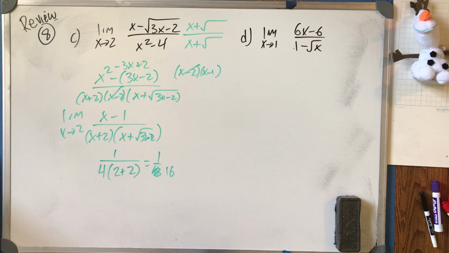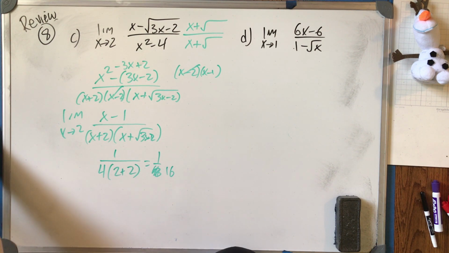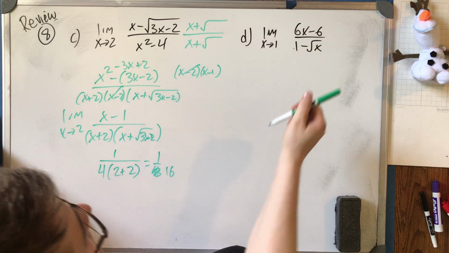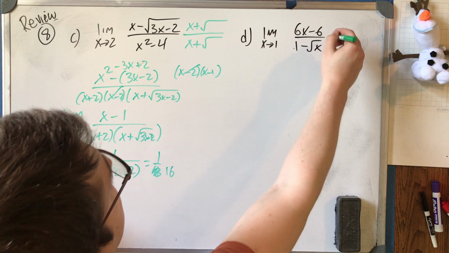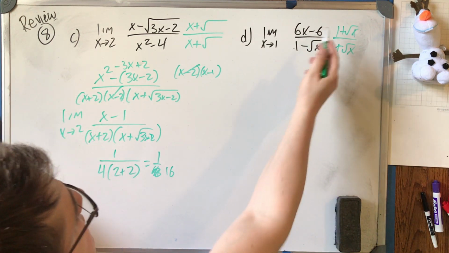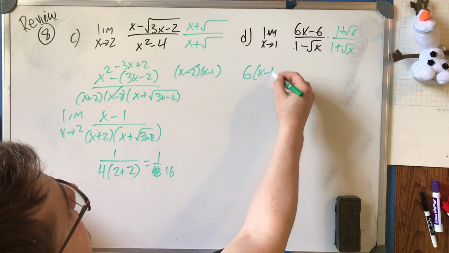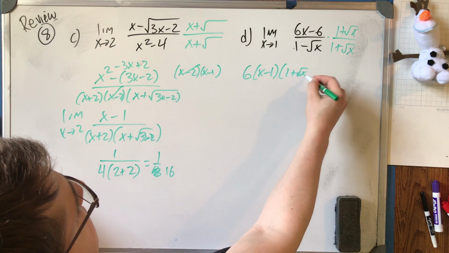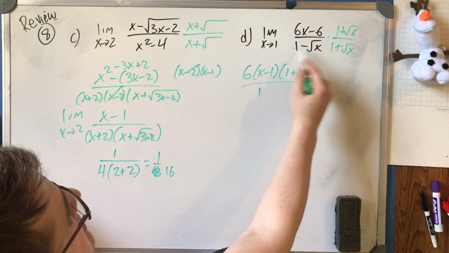Whew, that was rough. All right, for D, I'm going to try to direct substitute in here. Doesn't work. I'm going to multiply top and bottom by 1 plus the square root of x. All right, so on top, I'm just going to factor that 6 out. Otherwise, I'm going to leave it factored like this. Bottom, I will actually distribute this.